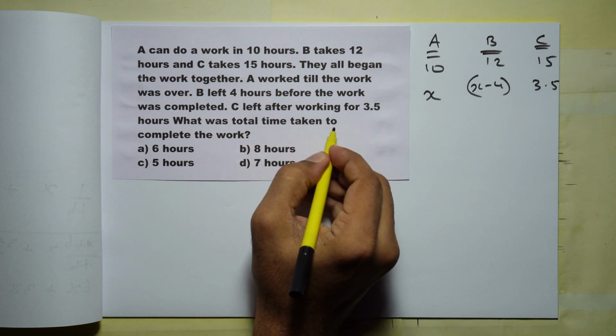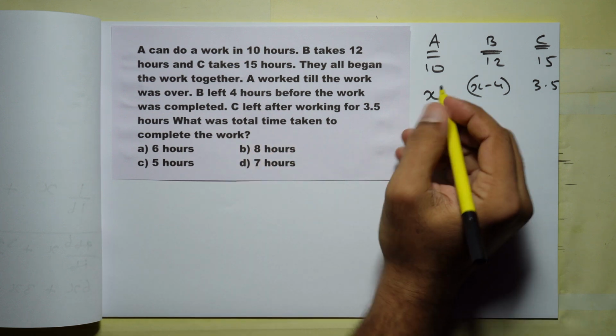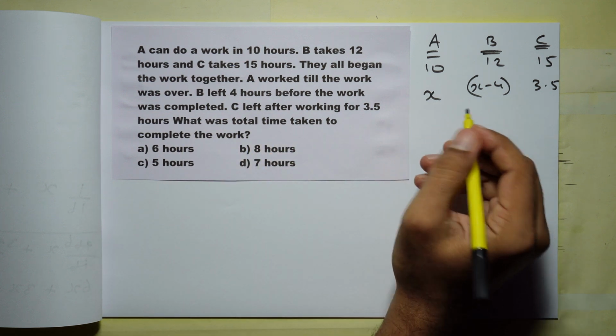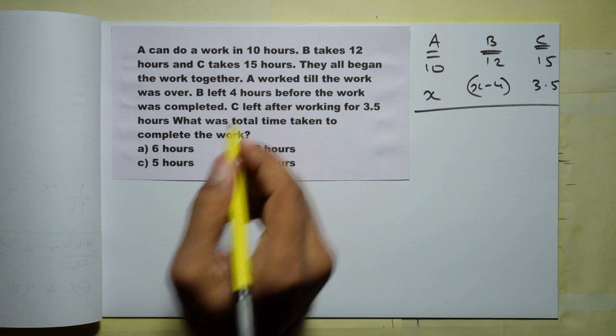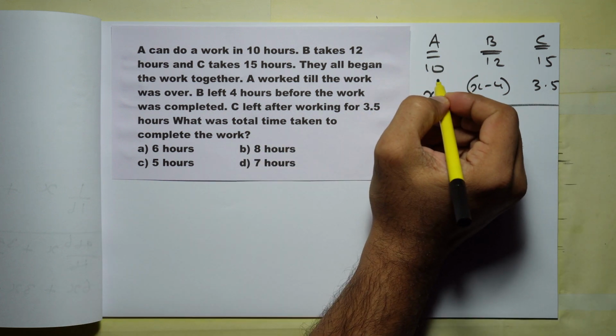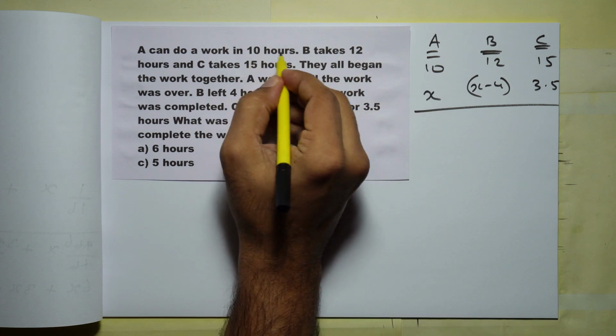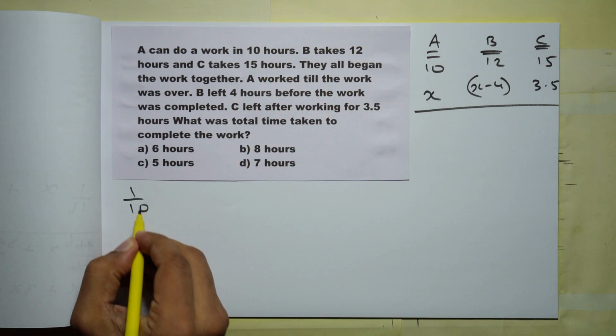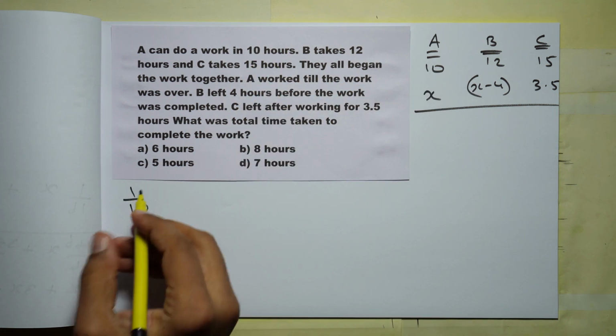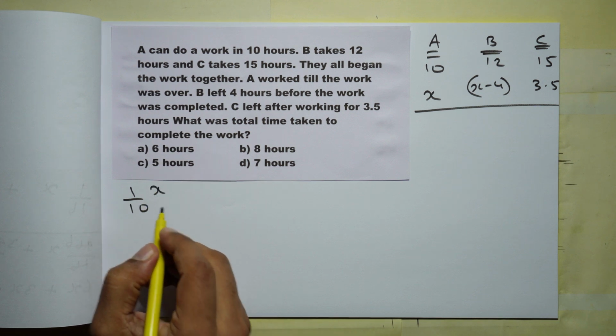What was the total time taken to complete the work? So x is what we need to find out. Now we'll form the equation. First we'll look at the contribution of A. A can complete the work in 10 hours, so every hour 1/10th of the work will be done. Like that for the full x hours.